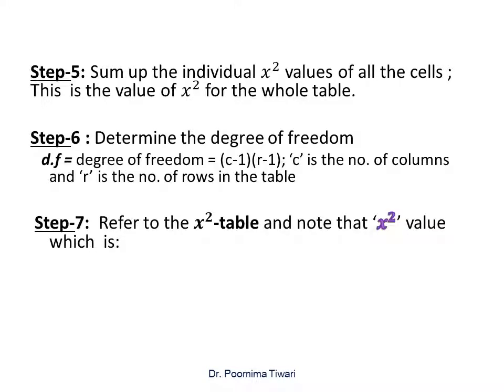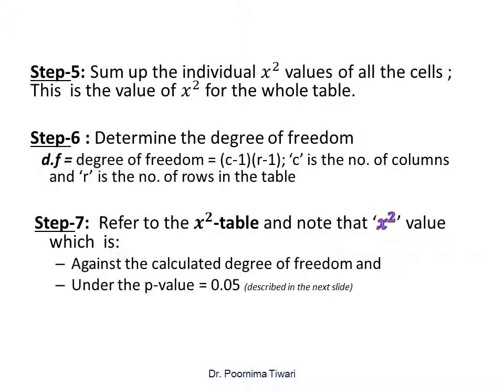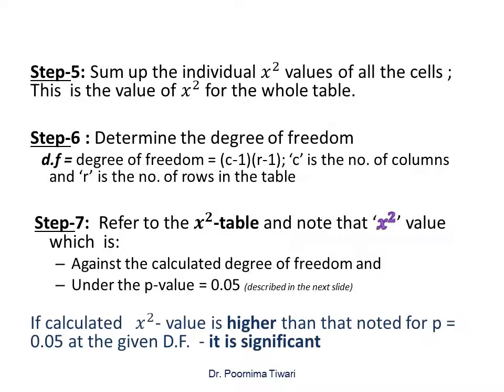Seventh step, we refer to the chi-square table and note the chi-square value which is given in the table against the calculated degree of freedom and under the p-value of 0.05. This is demonstrated in the next slide. If our chi-square value which we have calculated is higher than that which we have noted in the table, against the given degree of freedom and below the p-value of 0.05, we say that p is less than 0.05 and the difference is significant.